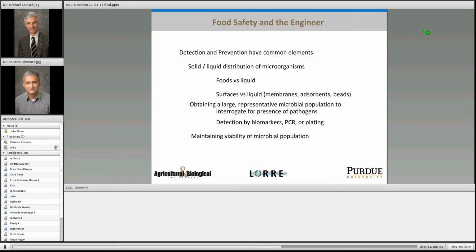And so we need to obtain a large representative microbial population to interrogate for the presence of pathogens. And after that, we're looking at detection by biomarkers, PCR, or plating methods. We always do the plating anyhow because this gives us a nice confirmation of results that we get much more quickly using some of these other methods. A key is maintaining the viability of the microbial population throughout the concentration, recovery, and detection steps.